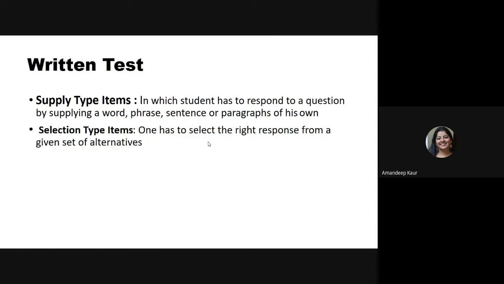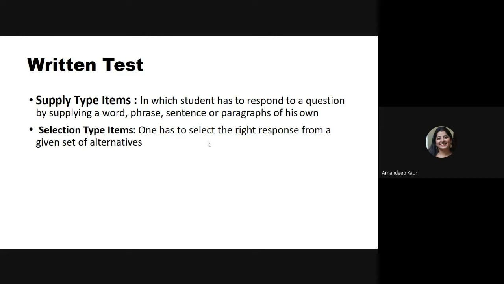Keeping this in view, there can be two different types of test items that can be designed by the teacher. The very first one is the supply type of test item. What we mean by supply type of test item is where the student needs to construct a response. The response can be in the form of a word, a phrase, a single sentence, or a paragraph.